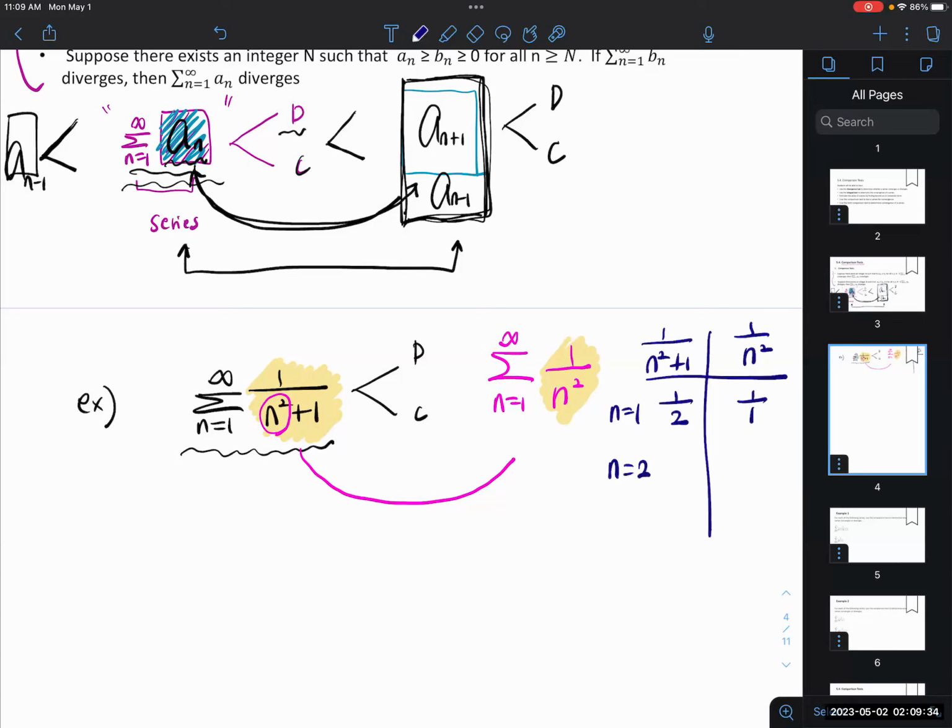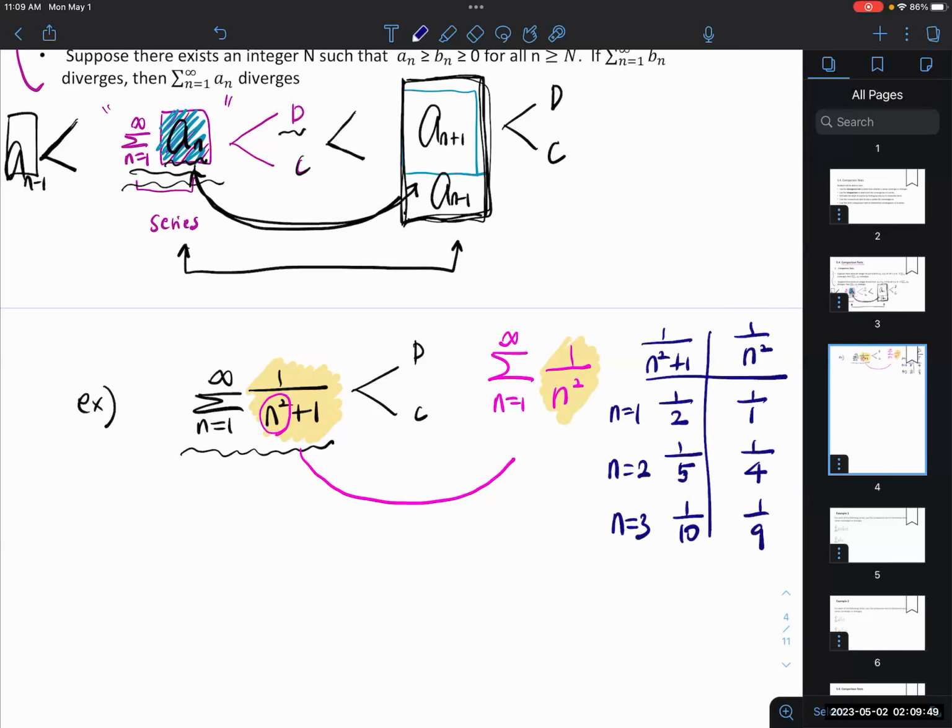When n is 2, it is going to be 1 over 4 plus 1, it's going to be 5. And then this is going to be 4. When n is 3, this is going to be 1 over 10. This is 1 over 9.